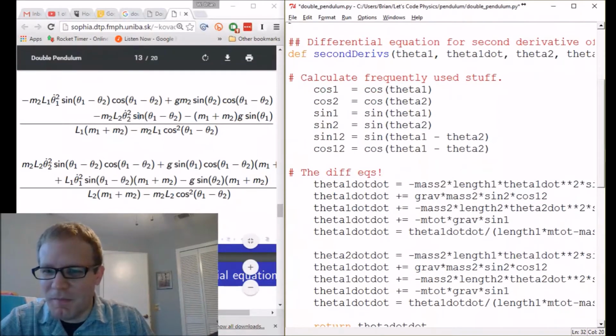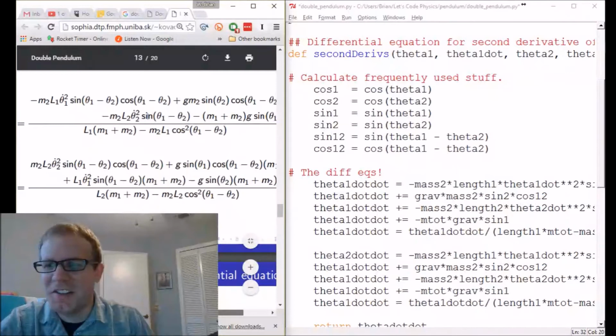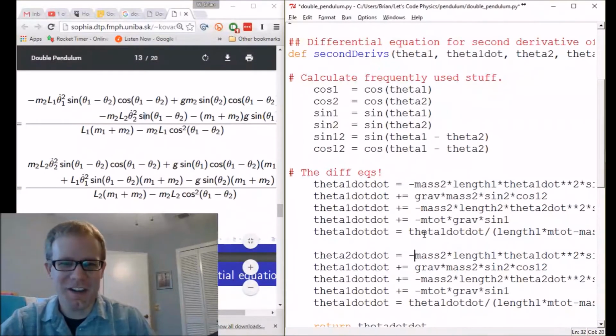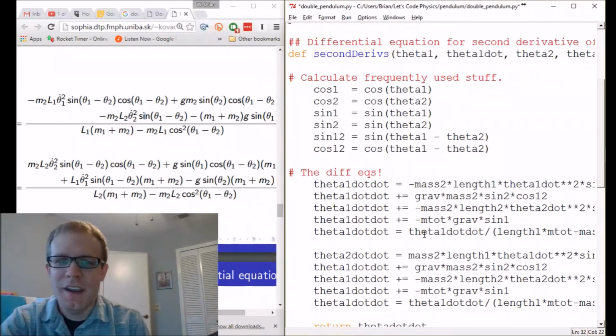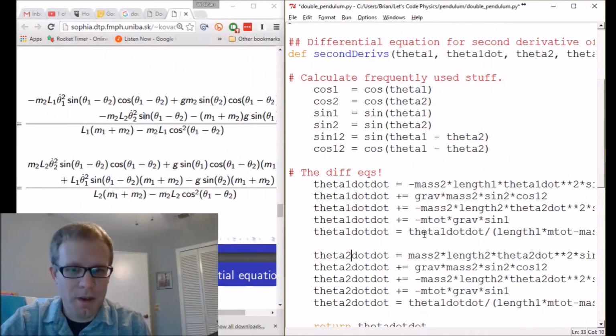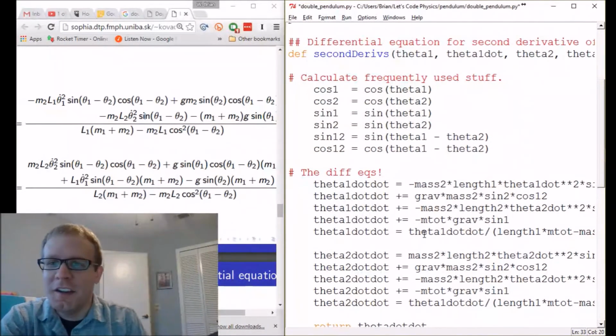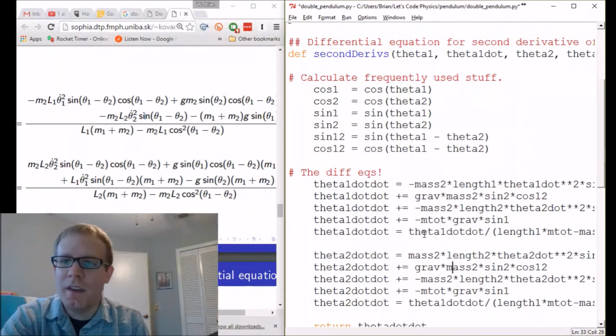Yeah, that's good pedagogically, because then I show the similarities, right? So this one's got a positive instead of negative there. It's a mass 2. It's going to have a length 2. It's going to have a theta 2 dot squared. Again, a sine 1, 2, and a cosine 1, 2. Okay, this is now going to be theta 2 double dot. In fact, let's go ahead and change all those. And please, if I make a typo or a copying error, please let me know. We'll get that fixed. Plus g.